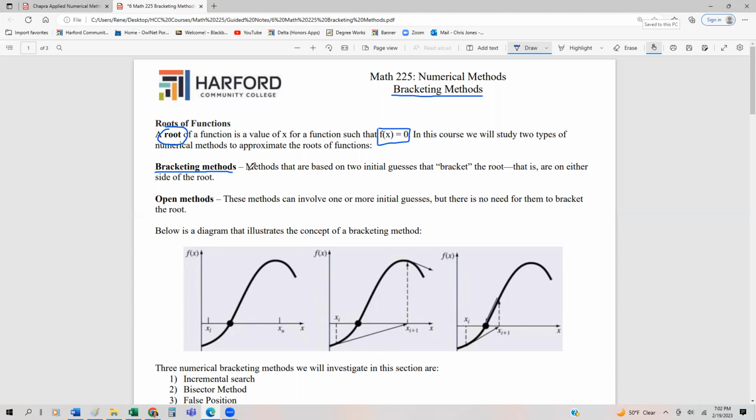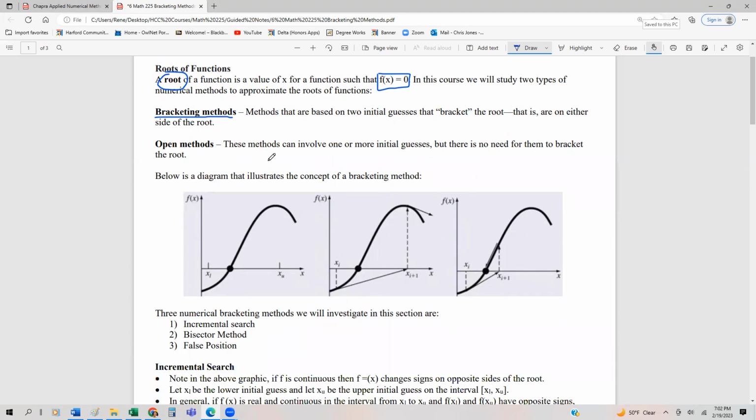Now, an open method, which we're going to look at in the next video series, is going to have a singular guess, and then we try to hone in on what the solution is. So here's what we're going to say about a bracketing method.